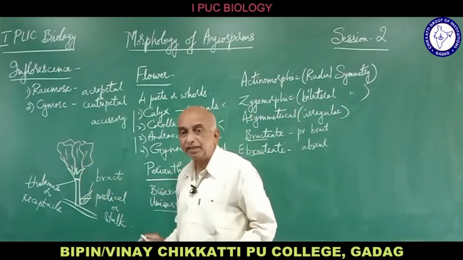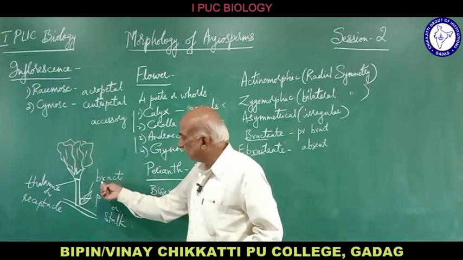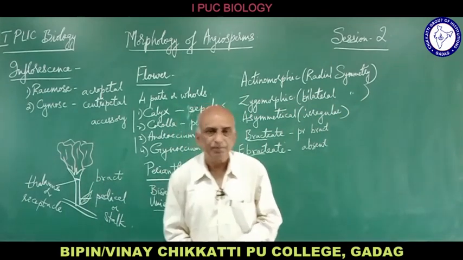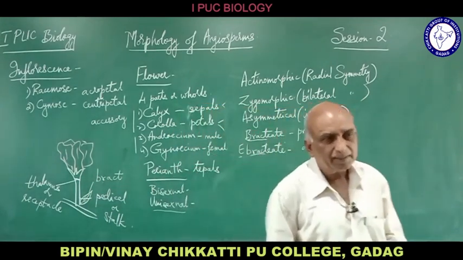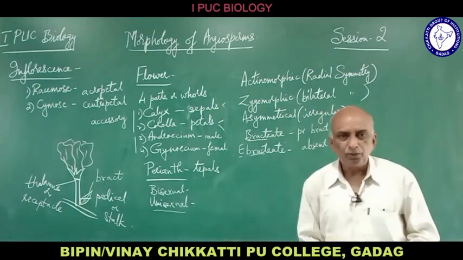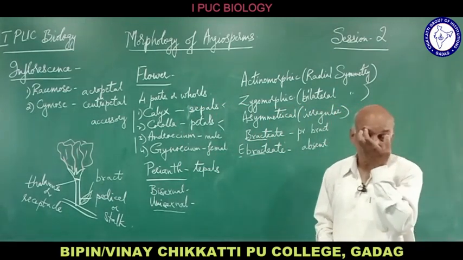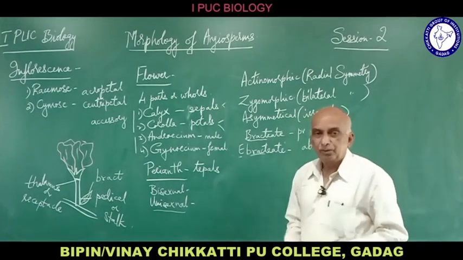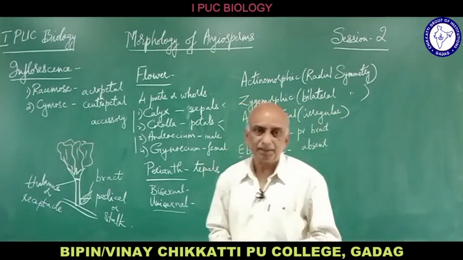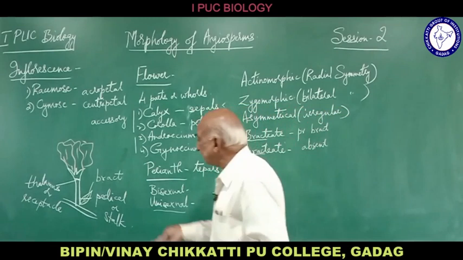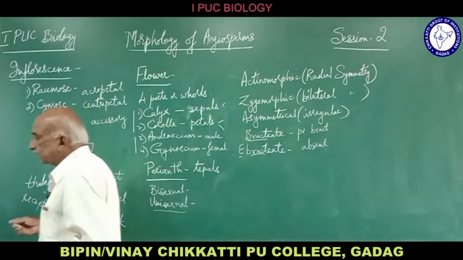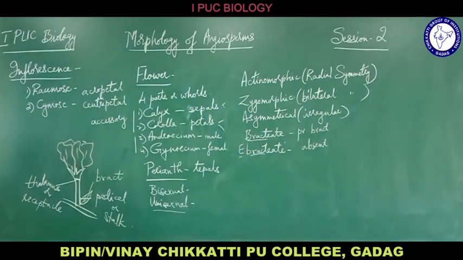It is a separate, independent one, and usually there is a single bract in the flower, but in some flowers, rarely, 2 or 3 bracts are present. So bracts may be 2 or more, but very less common. Commonly a single bract is present in the flower. So this is what is bracteate and ebracteate.